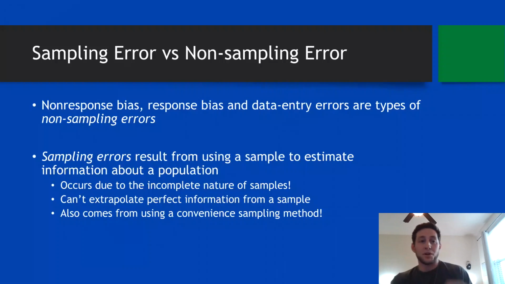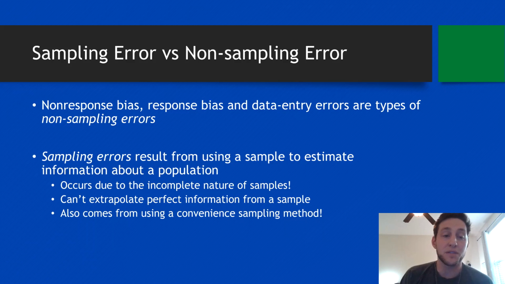Now, last but not least, as you see, we're almost done. Sampling error versus non-sampling error. Well, let's talk about the difference. Non-response bias, response bias, and data entry errors are types of non-sampling errors. Sampling errors, on the other hand, result from using a sample to estimate information about a population. So that is when we're using a sample, and these errors can occur due to the incomplete nature of samples, meaning you don't have good representation. You can't extrapolate perfect information from a sample, so hey, when you're taking a sample, you are not going to get the same data you would as if you took it from the whole population.